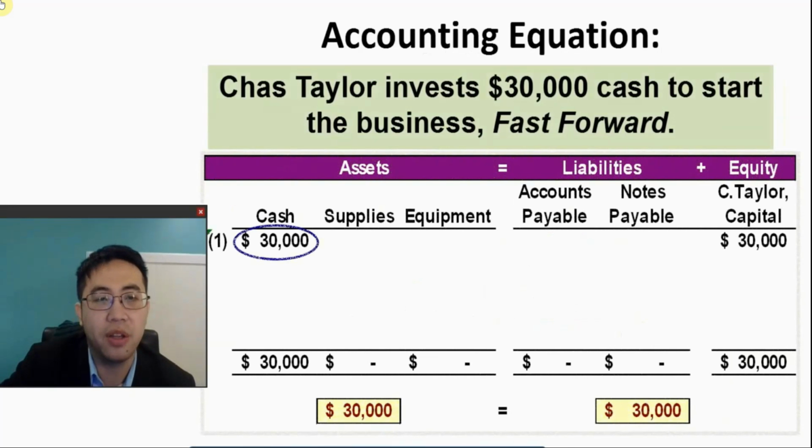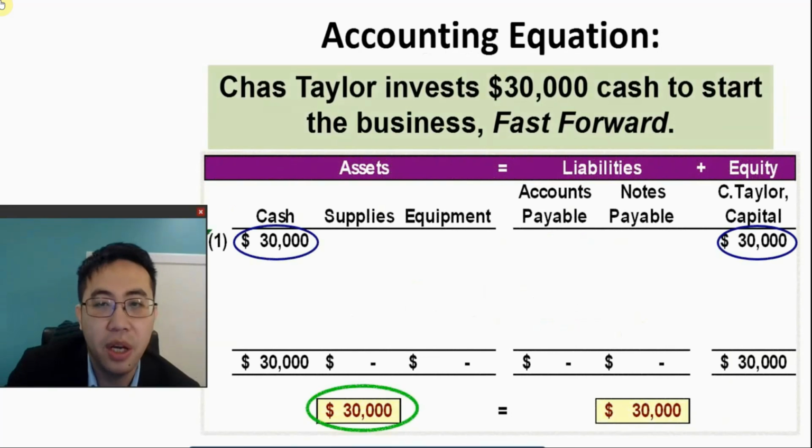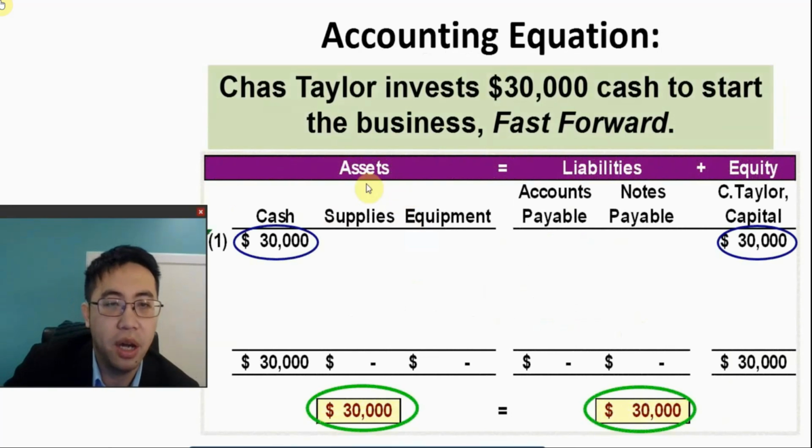Chase just invested the $30,000 to start a business, and you can see that on the asset side, the cash being recorded is a 30,000 increase. On the liabilities and equity side, the equity increased by $30,000. So the total on both sides of the equation is the 30 and the 30, they equalize to each other.